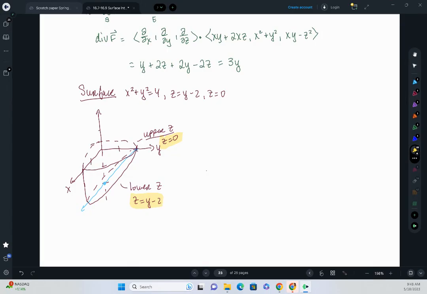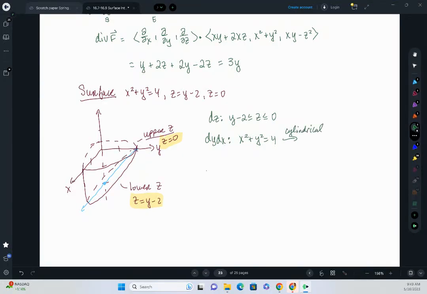Okay. My x and y bounds are going to come from the cylinder itself. x squared plus y squared equals 4. Okay. So let's see. For dz, we have that z goes from y minus 2 up to 0. And then for dy dx, in some way, shape, or form, we're working with x squared plus y squared equal to 4. We may switch to cylindrical for that. More than likely we should. So let's just go ahead and recall what this would be.